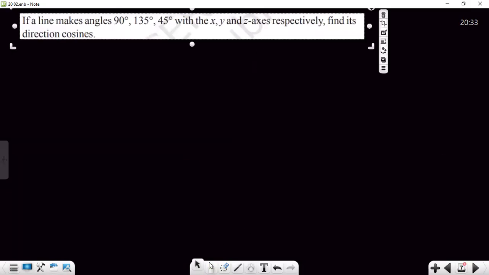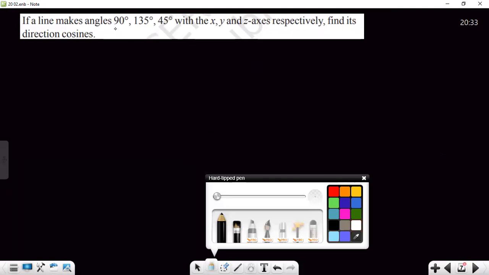NCERT questions. If a line makes 90 degrees, 135 degrees, 45 degrees with the x, y, z axes. Okay, so this is alpha, the angle made by the line with the x-axis. Beta is the angle made by the line with the y-axis. Gamma is the angle made by the line with the z-axis, 45 degrees. We have to find its direction cosines. Very simple. What will you do?